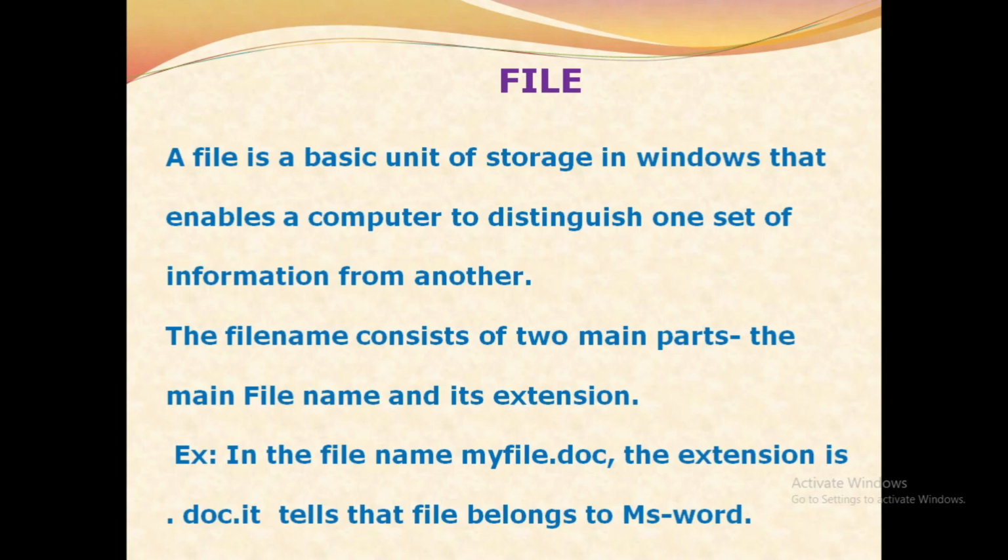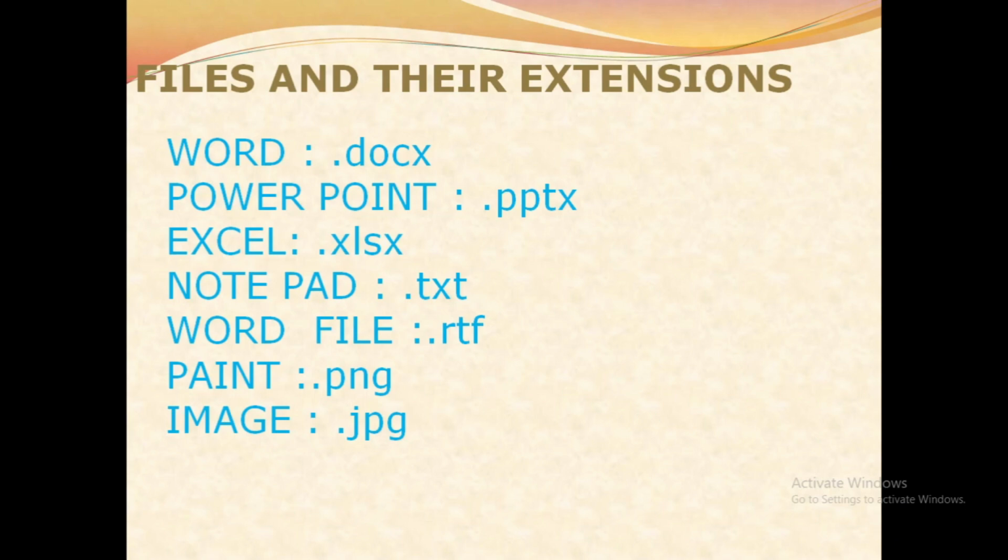Same thing, for example, I created a mark sheet in Excel. When I created a mark sheet in Excel, I'll save it in Excel. Mark sheet is the file name. The extension is .xlsx. So like this, whatever we save, it will automatically take the extension. Here we will see some files and their extensions. If you have created a file in Word, as I already told you, .docx; PowerPoint, .pptx; Excel file, .xlsx.